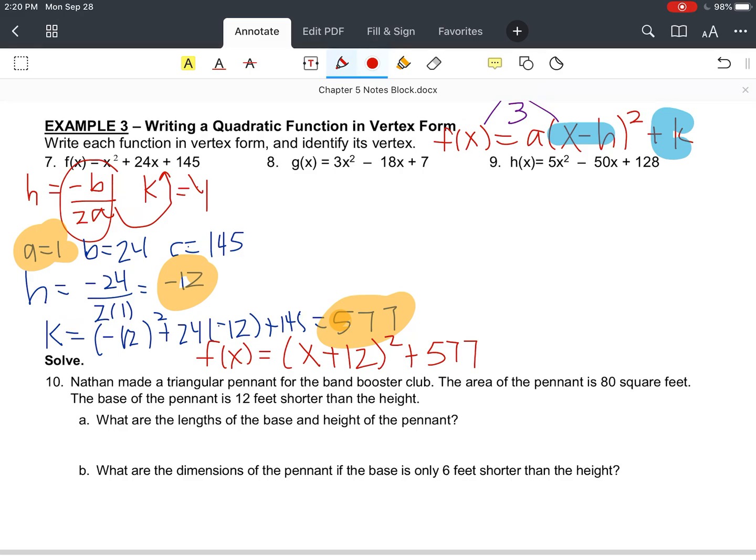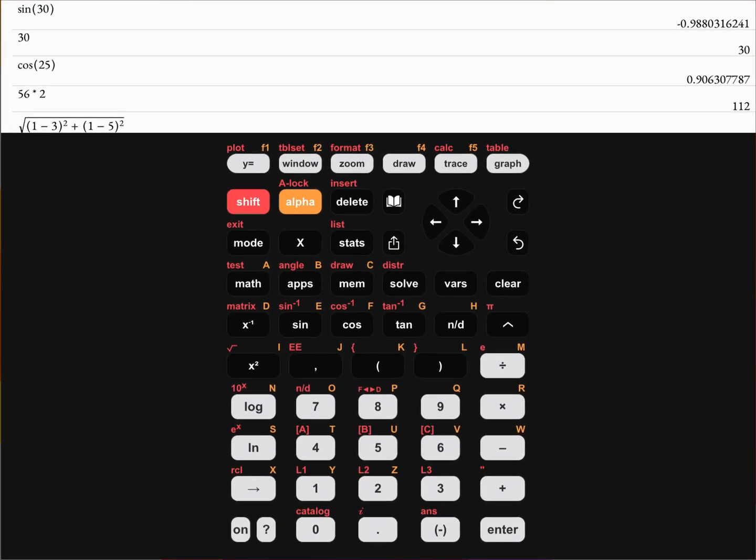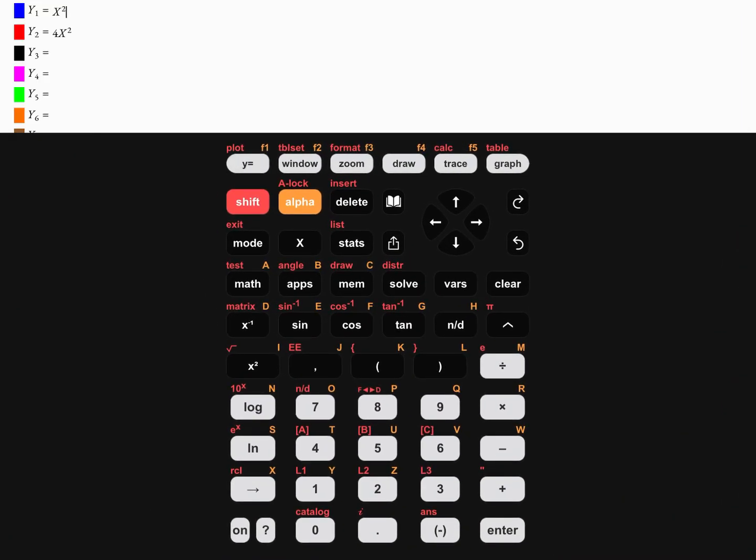Another way, if you have more friendly numbers. So hopefully you recognize we had 24 and 145 in our equation. It's not going to be a friendly number. Another way is you could literally graph this on your graphing calculator. So if I wanted to graph this on my graphing calculator, which I'll do, so let me find my graphing calculator.